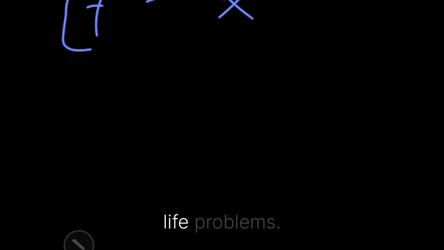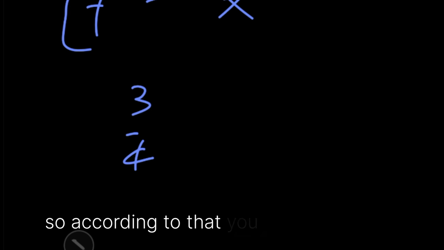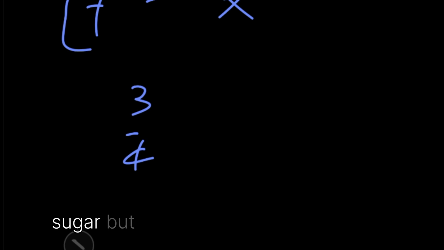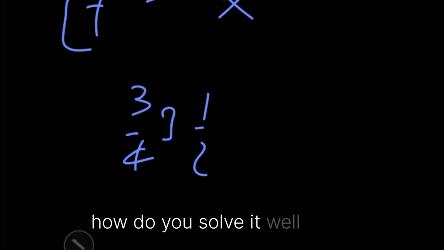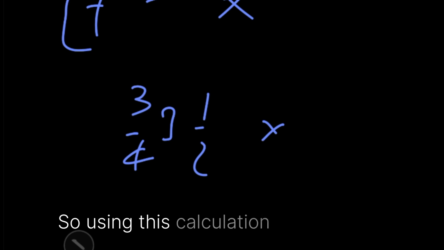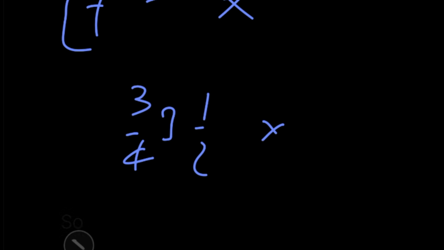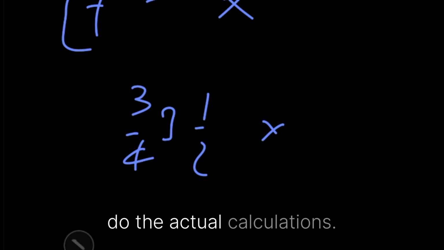If, for example, you have a recipe where you need 3 by 4 cup of sugar, right? According to that, you need to put in the sugar, but you are only making half of it. How do you solve it? Well, using multiplication of fractions. So using this calculation, we solve the real life problem. Fractions help us solve these real life problems. That's why we need calculation of fractions. I hope I didn't confuse you. Anyway, let's move forward and learn to do the actual calculations.